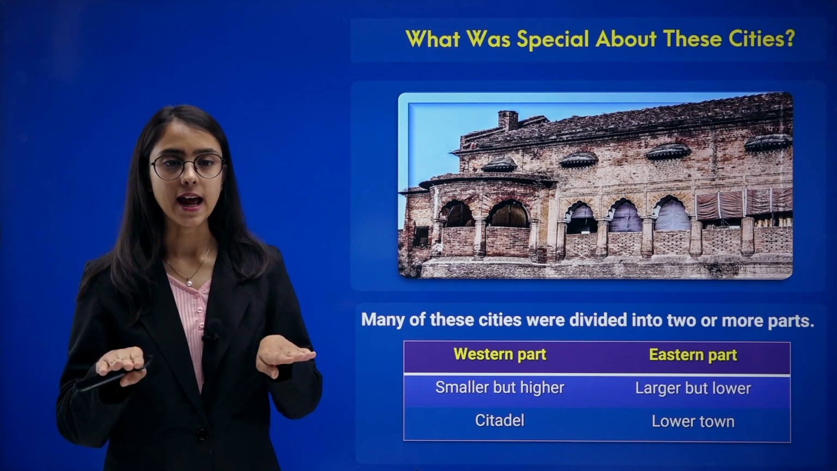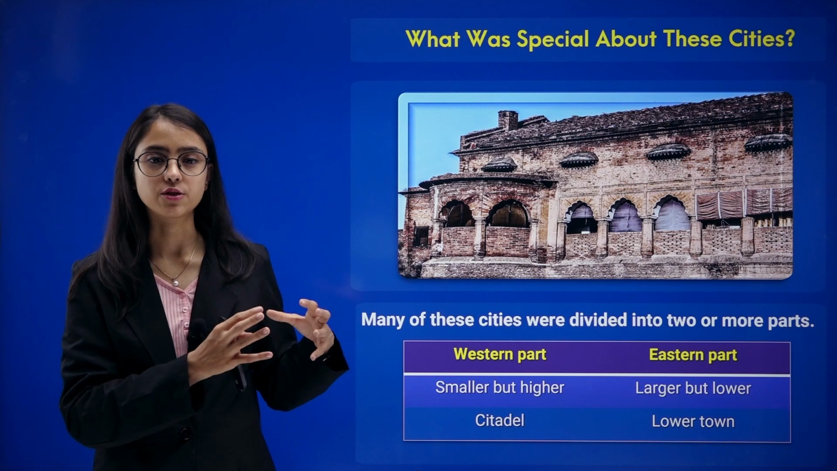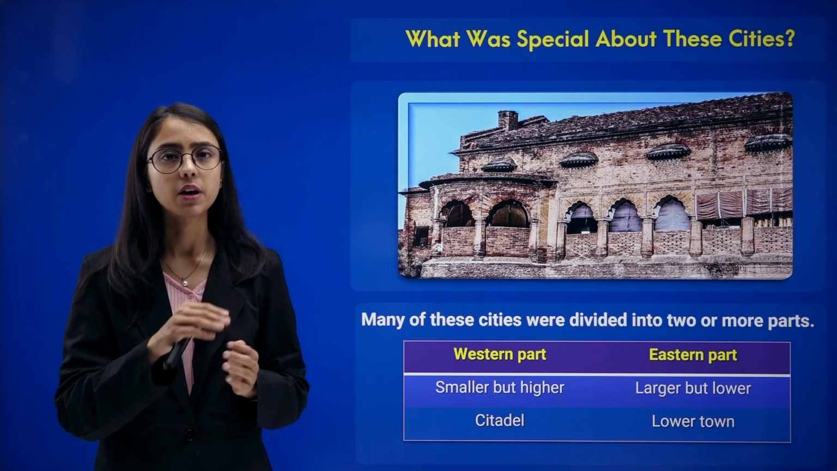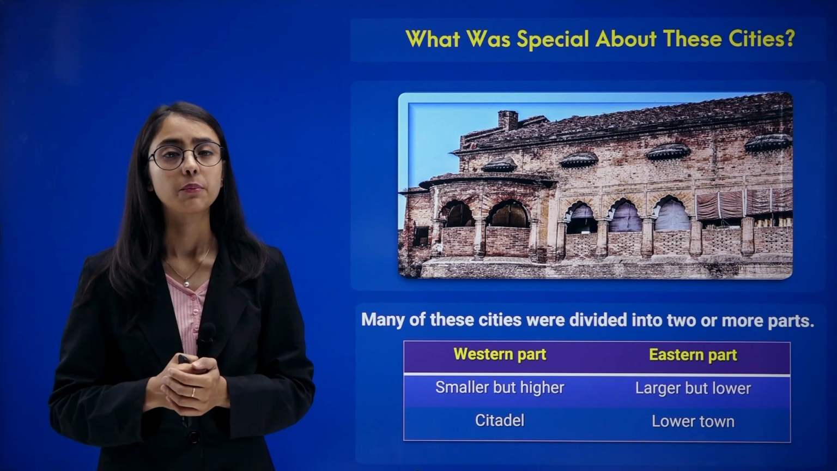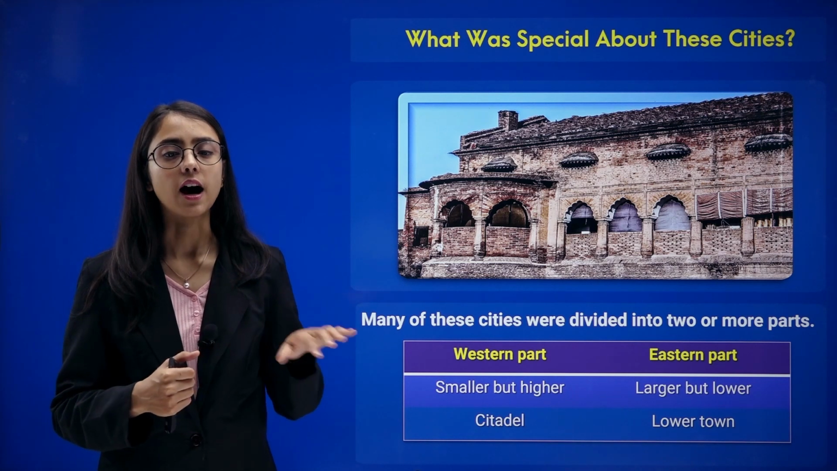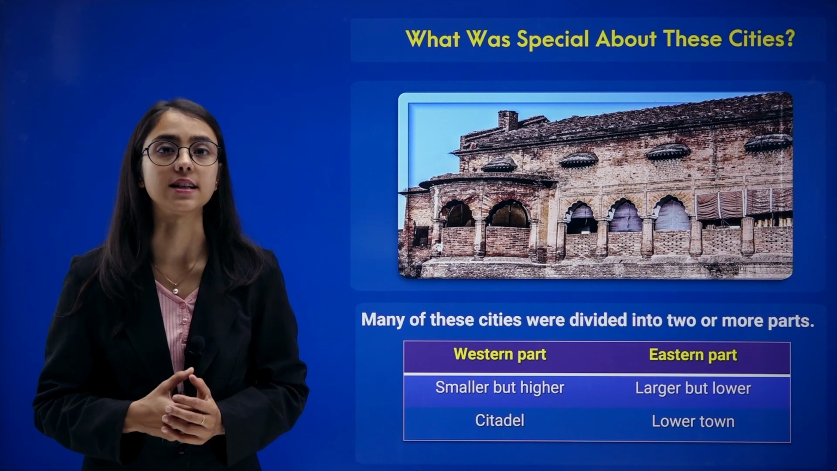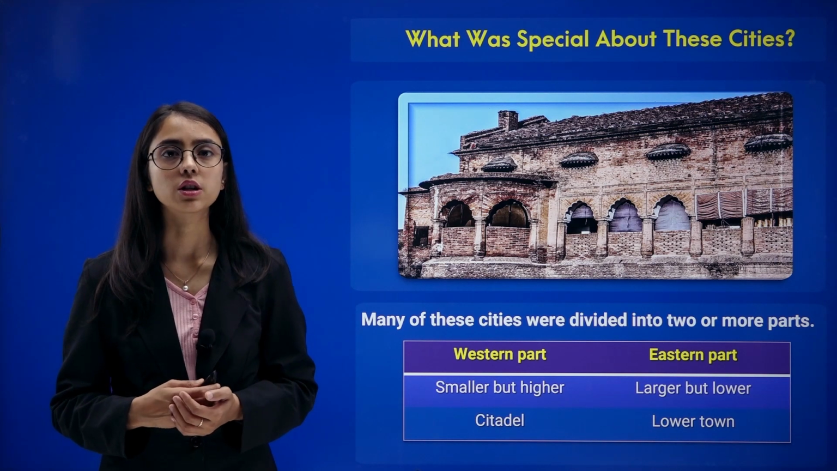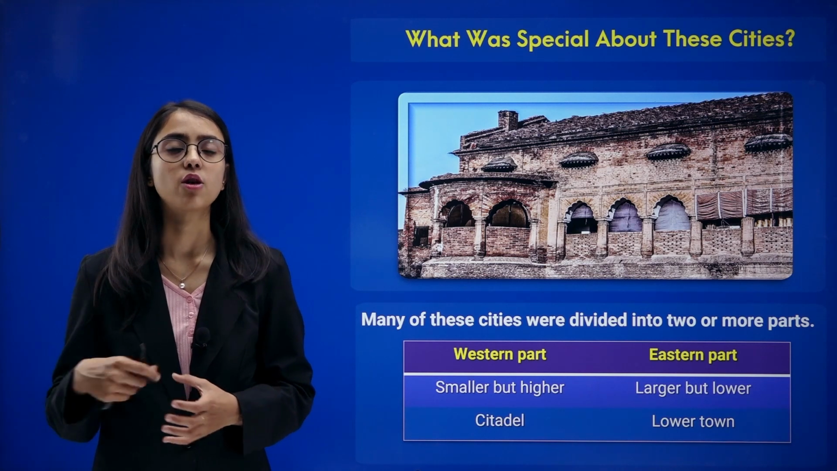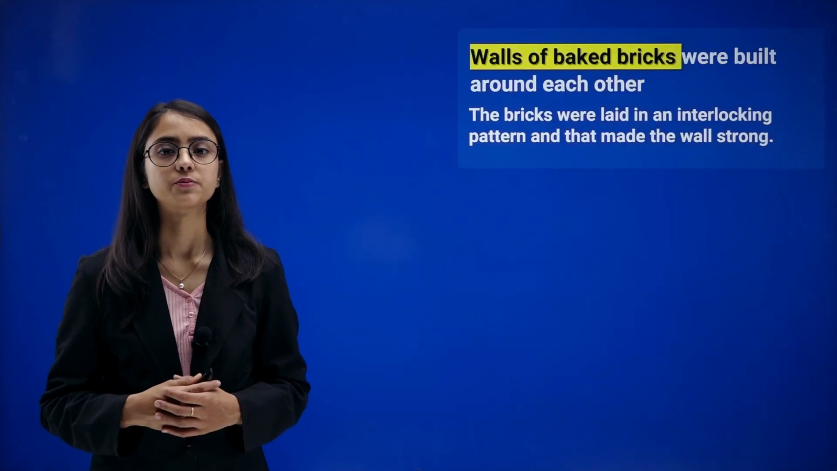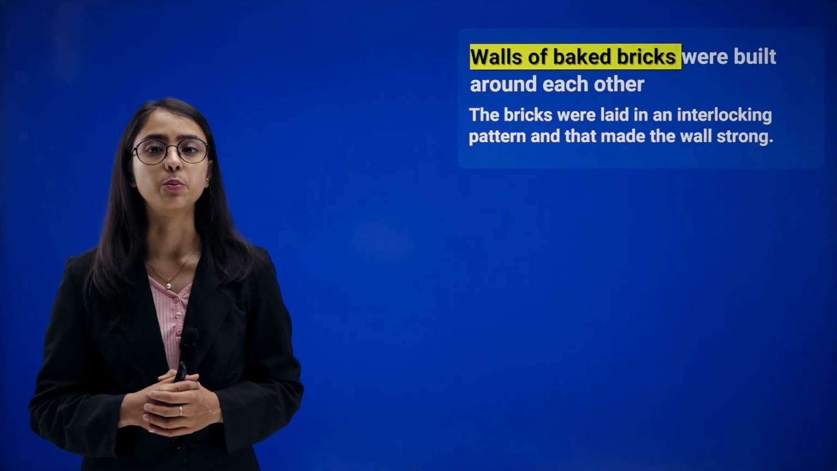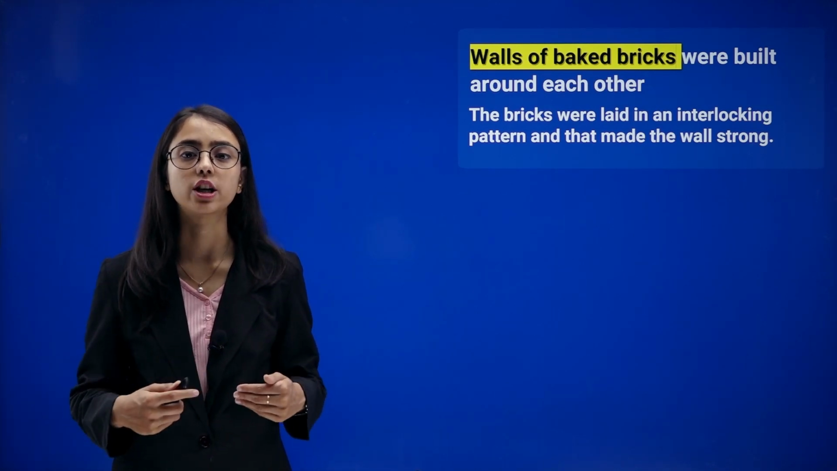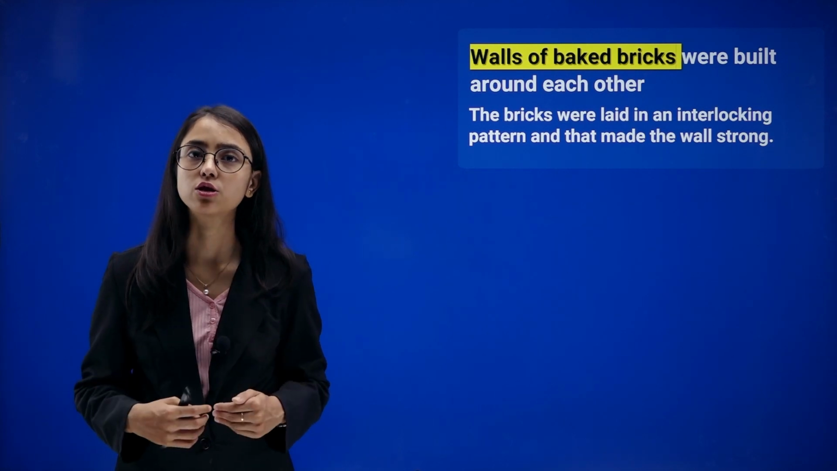If you compare the land, there was a western part which was much higher, and then there was the eastern part which was much lower but larger. These higher western parts were known as the citadel. A lot of baths were formed here, and the lower town was where the residences of the people were established. Walls of baked bricks were built around each part. These bricks were laid in an interlocking pattern, and that made the walls strong.